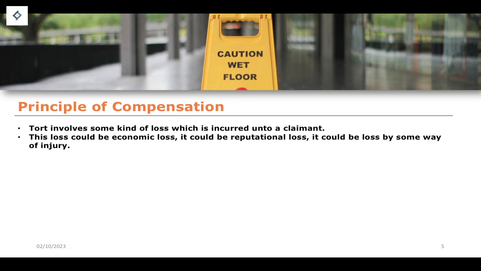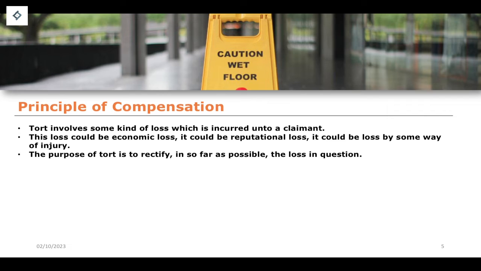Negligence often involves personal injury. It could also involve psychiatric injury, which we'll get to in future lessons. It may also involve, in some cases, economic loss, and we'll get to the limited circumstances where economic loss can be imposed. It may even concern reputational loss in the case of some kind of defamation claim within the law of tort. But the purpose of tort is essentially to rectify, insofar as possible, the loss in question, to try and rectify the position that the claimant would have been in if they hadn't had this tortious activity imposed upon them, or been subjected to the particular harm.